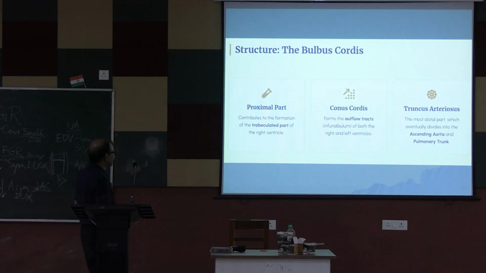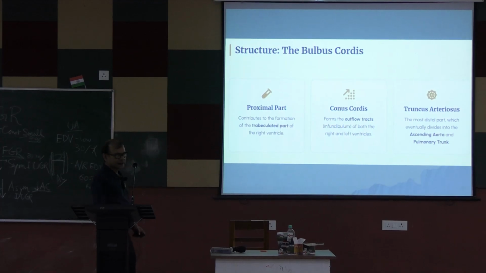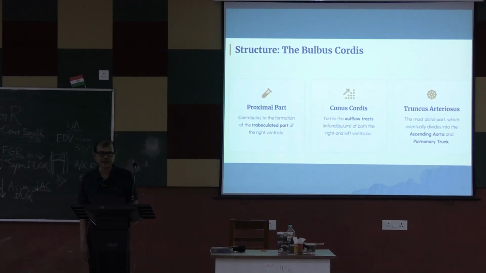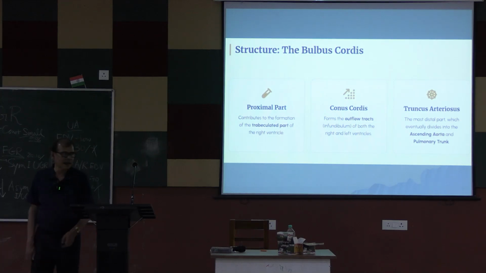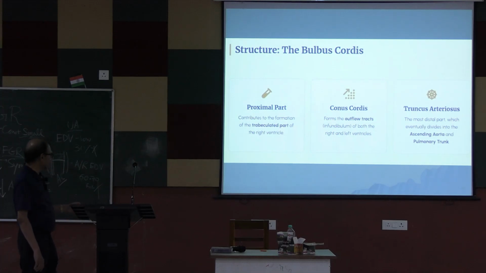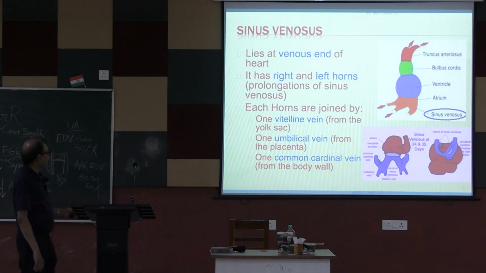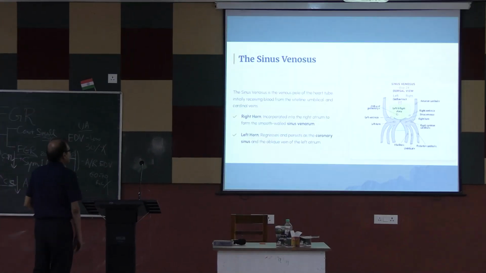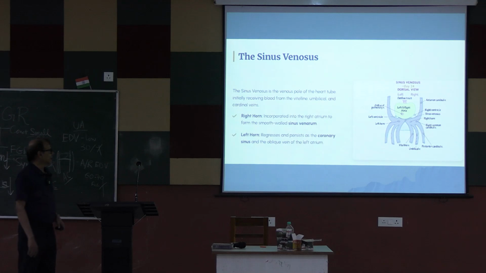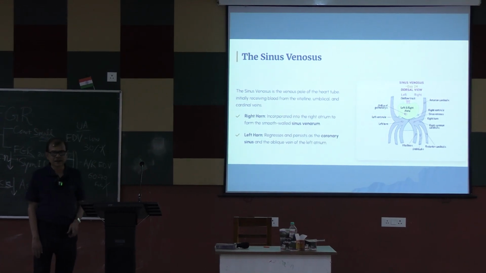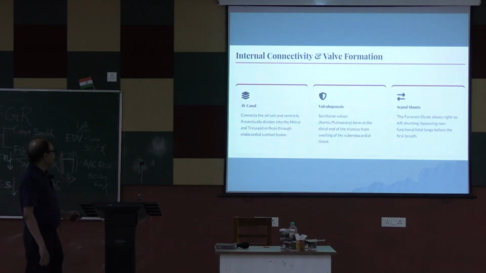Conus cordis, that is the outflow tract of the right ventricle, and truncus arteriosus, that by means of the AP septum, that is the aortopulmonary septum, produces the pulmonary arterial trunk and the aorta, the ascending aorta. The sinus venosus right horn is incorporated into the right atrium, and the left horn regresses with the production of the coronary sinus. This is the fate.